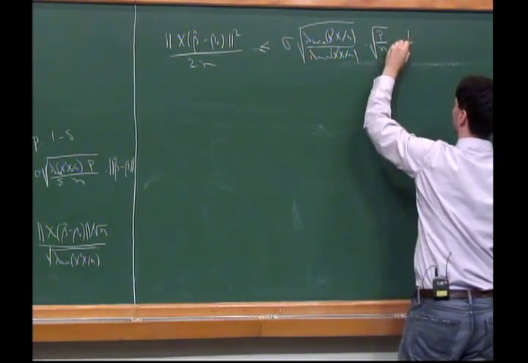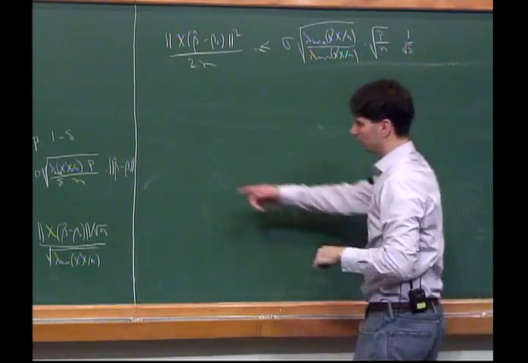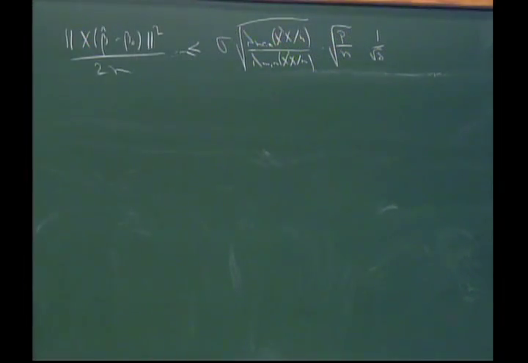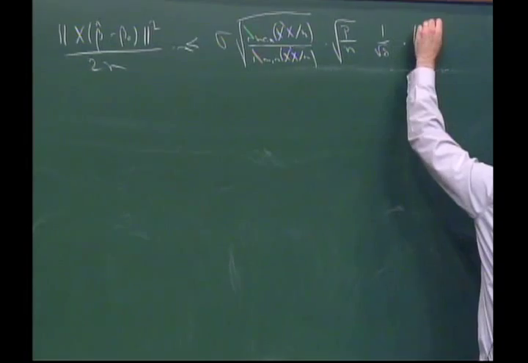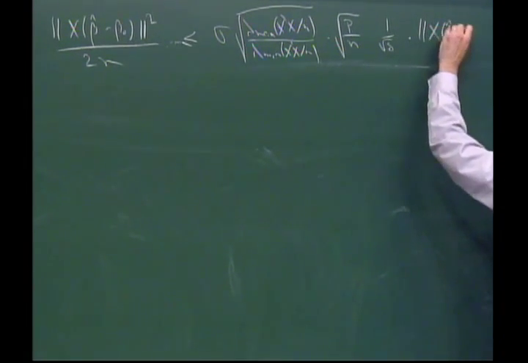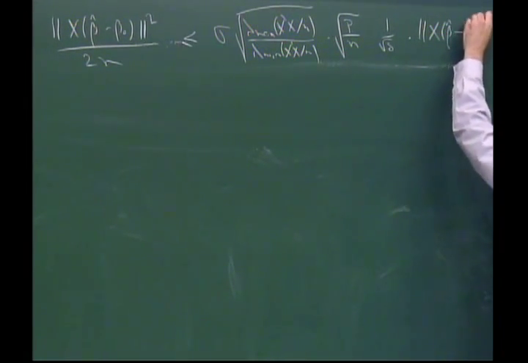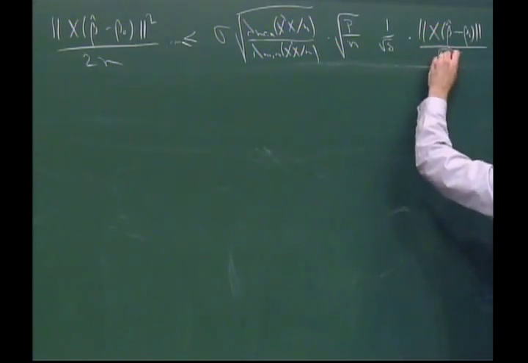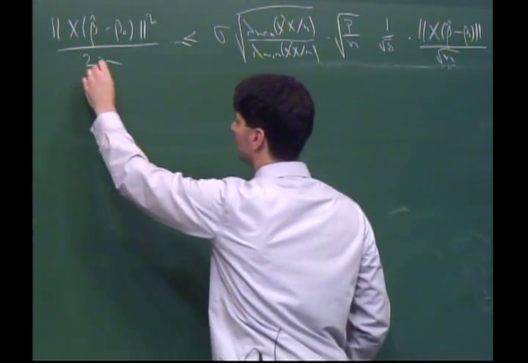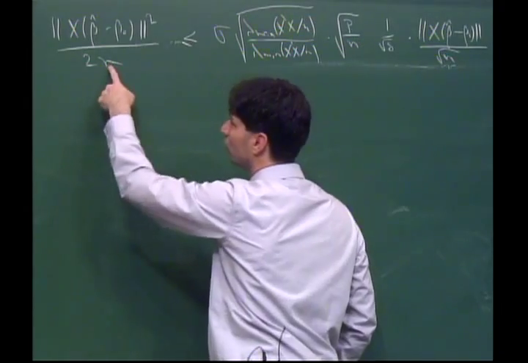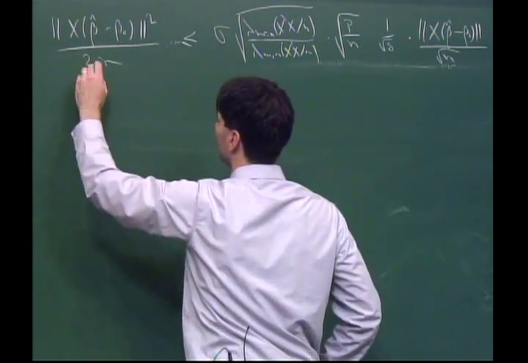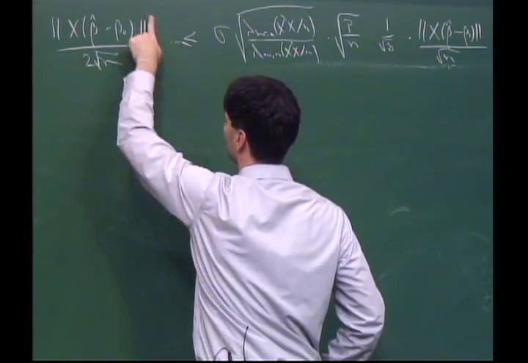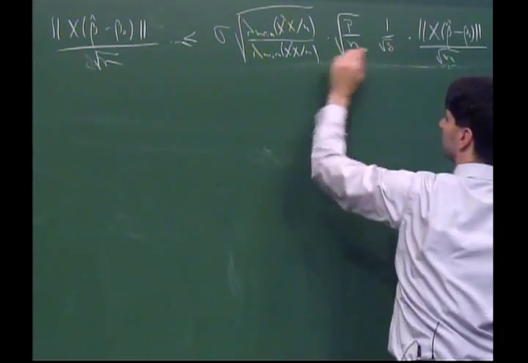And then we have this 1 over square root delta, which is to have the bound with probability 1 minus epsilon, times ||X(beta hat - beta naught)||. Now we can cancel 1 over root n and one denominator on top, so we get, take this to the other side.